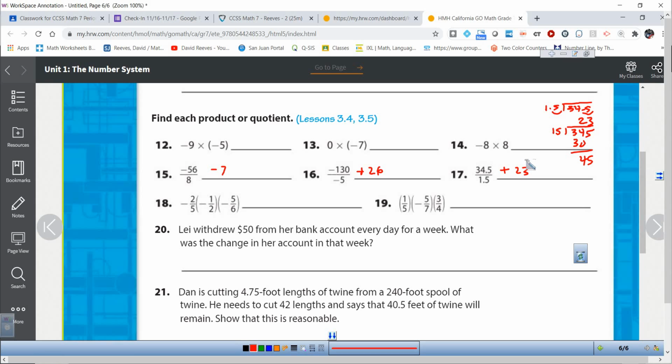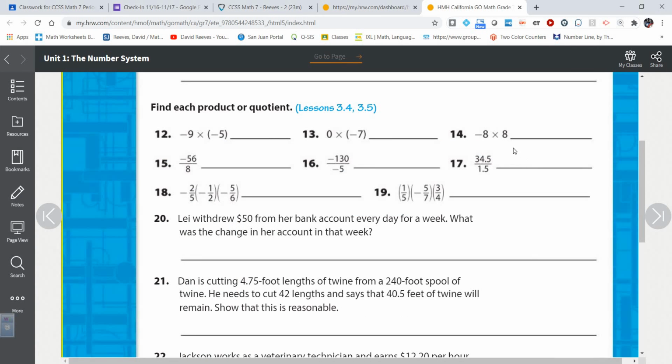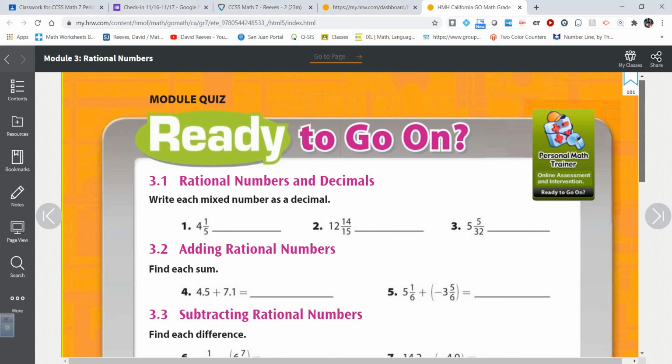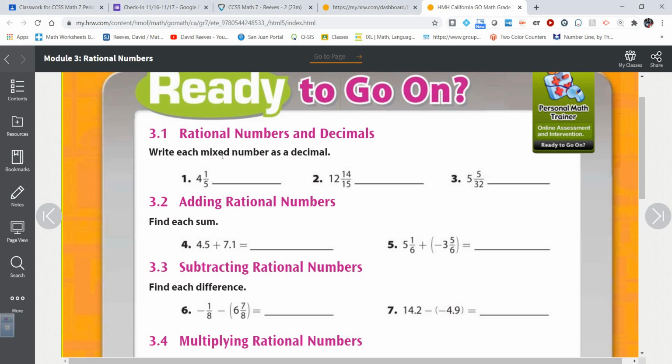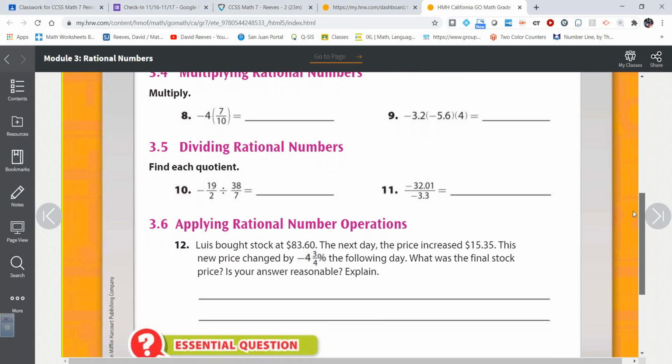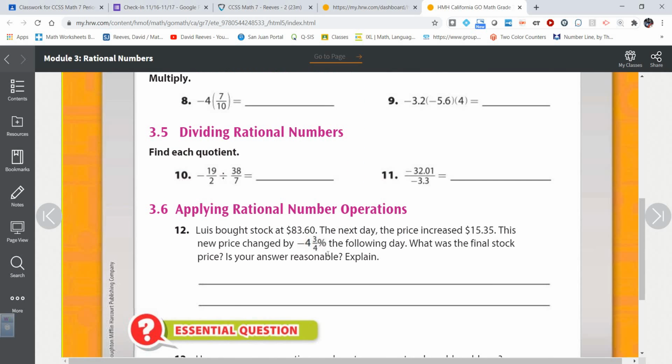I'm going to go ahead and stop this video here because it's getting kind of long. And in my next video, I'm just going to do some problem solving with rational numbers. Just to review what we have done, let me go back to page 101. We have done changing fractions to decimals. We did adding, subtracting, multiplying, and dividing rational numbers. In our next video, I'm going to do some problem solving with rational numbers.